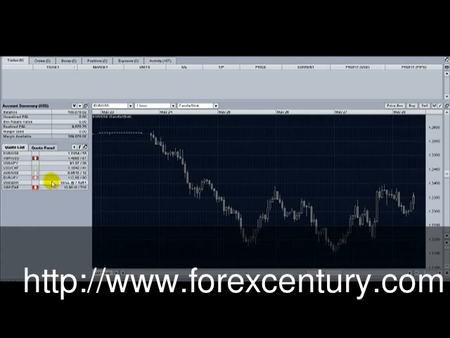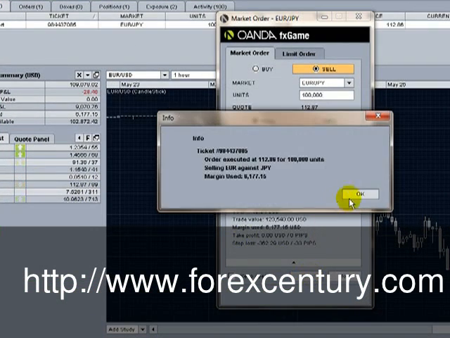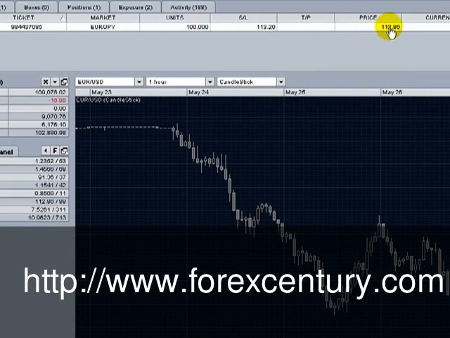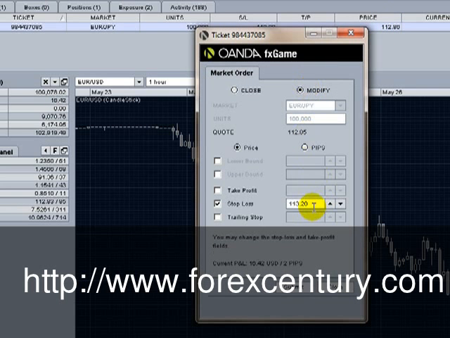Right, the final scalp I've got is the Euro Yen short. So I'm going to enter that one straight away. It's a little bit later on in the day. So I've got the Euro Yen short at 112.86. I'm going to place my stop loss at 113. That's 14 pips away.